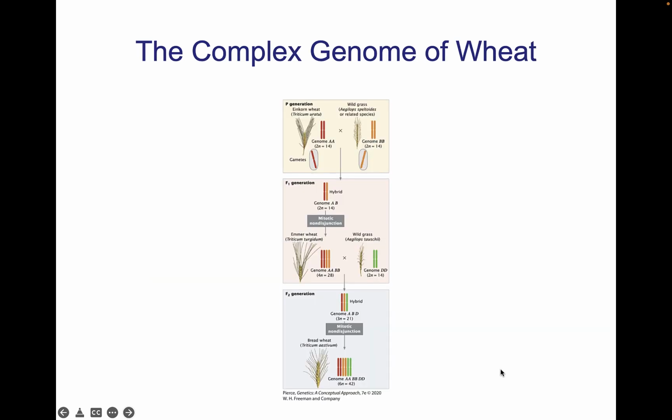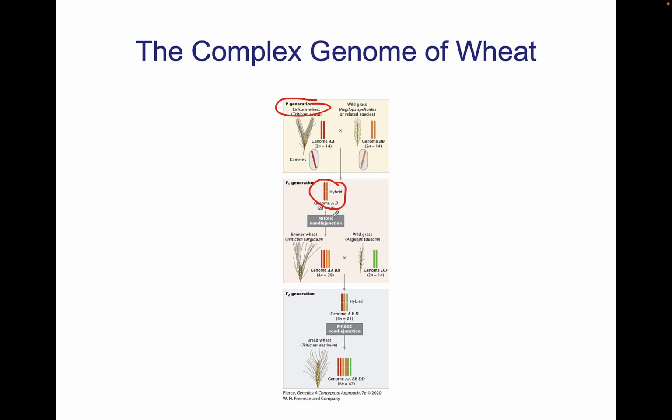So just looking at this example here, you can see that in the first generation, which we're going to denote as the P generation, you have 2 different types of wheat that were crossed. They produced this F1 generation, which was your first set of hybrids of wheat that was produced. It went through a round of what we call mitotic non-disjunction, which we've covered.